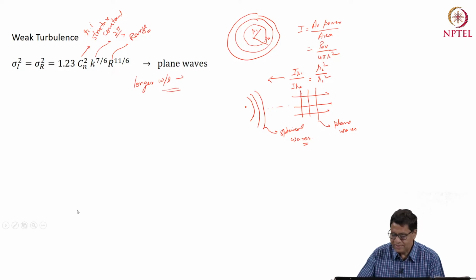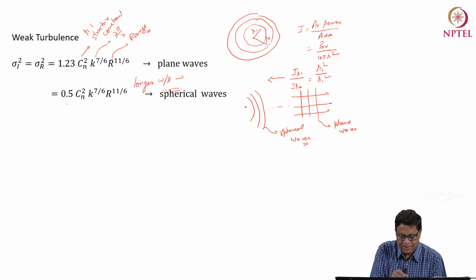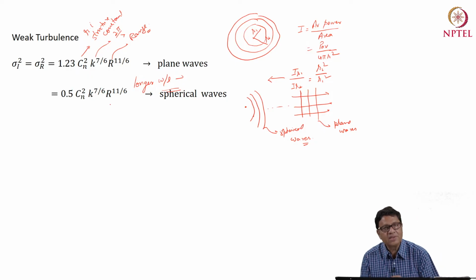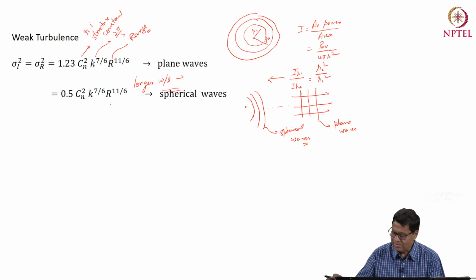This is for plane waves, and this is for spherical waves, which is actually 1 by 4 times less as compared to plane waves. So this is Cn square. So again, refractive index structure constant, wave number, and distance. So these are the two expressions of scintillation index for plane waves and spherical waves.